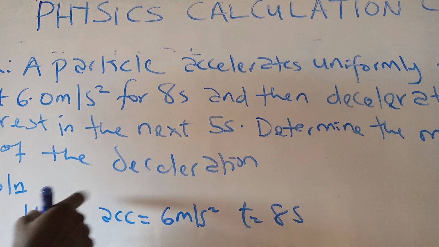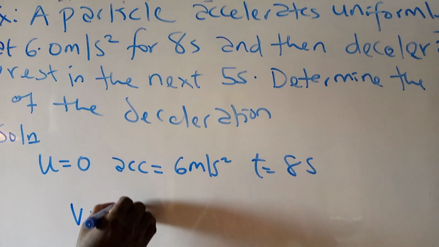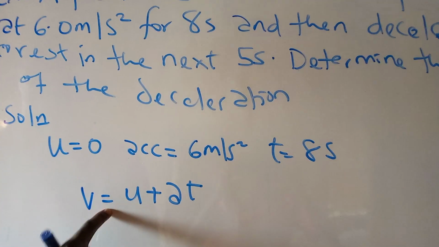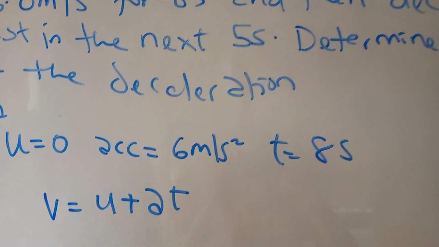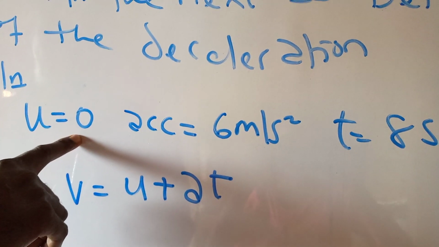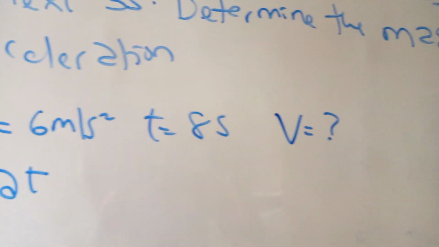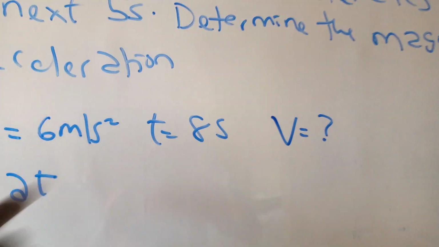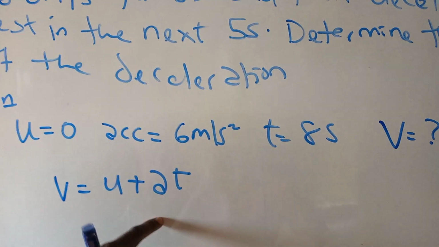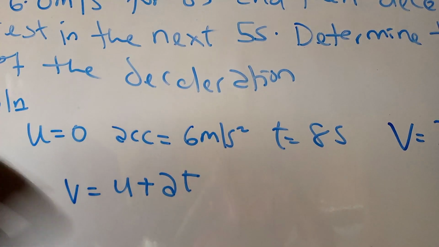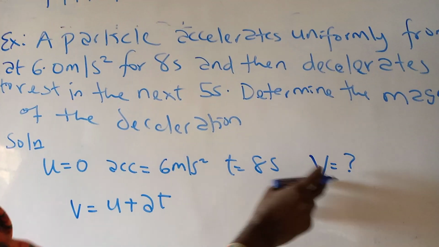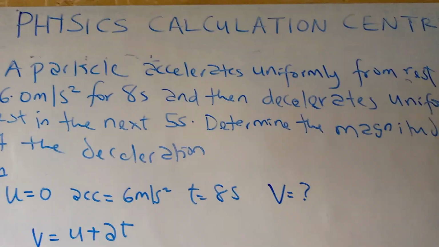We're going to be using V equals U plus at, the first equation of motion, because it is uniform acceleration. If you look at this, we have the initial velocity, which is 0, but we don't have the final velocity. But we have acceleration and we have time. So we need to find the final velocity, which will enable us to find the deceleration. That is just common sense.